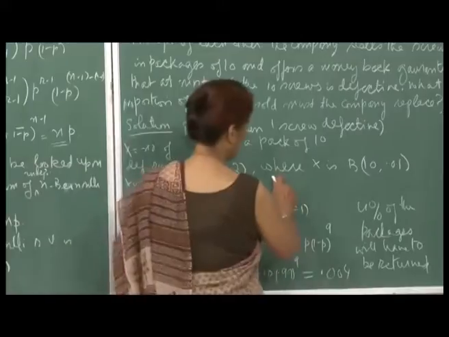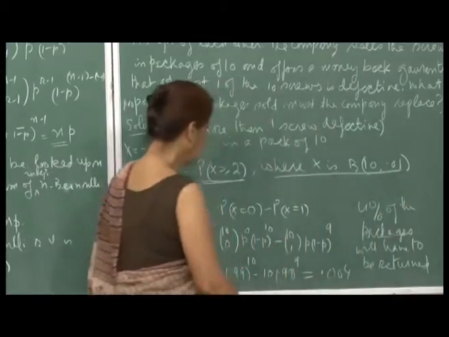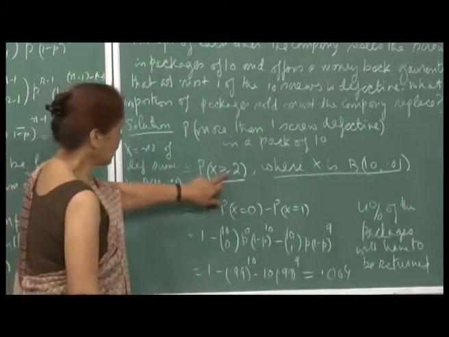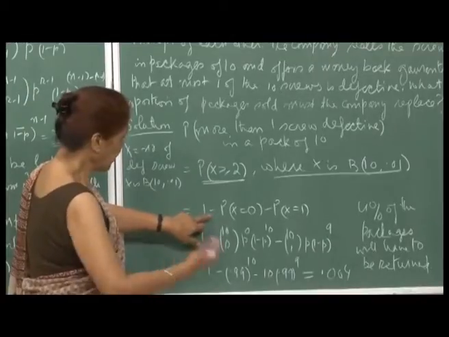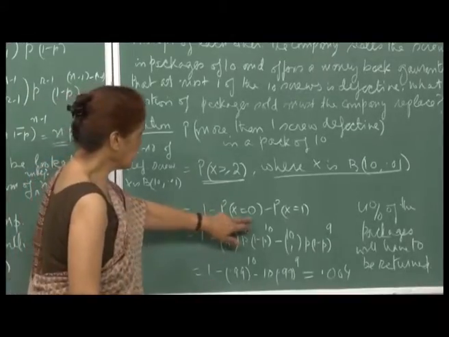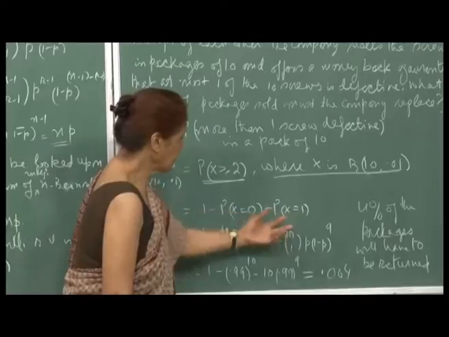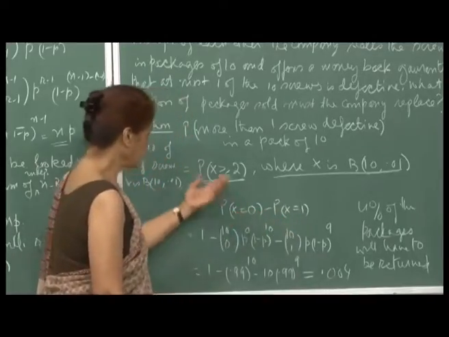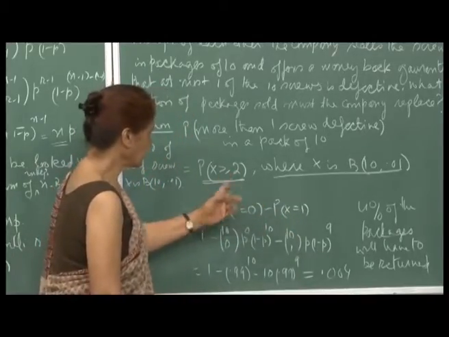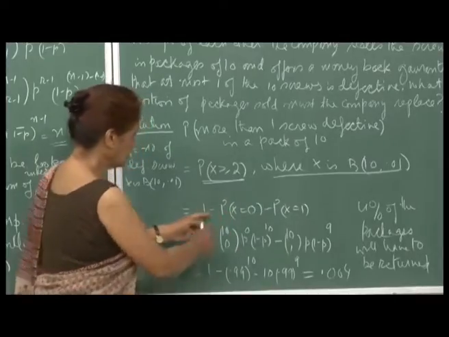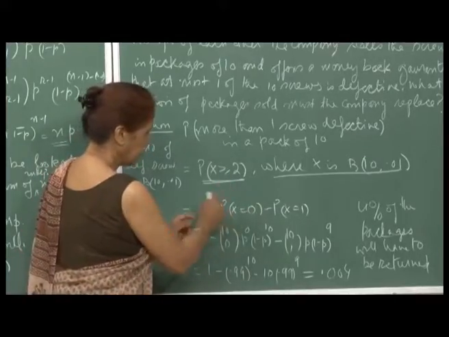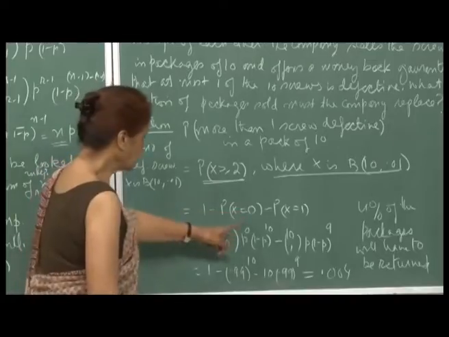So, here I have said that x is binomial with these parameters. Now this event I can write as the complement, so 1 minus probability x equal to 0 and probability x equal to 1. These two are acceptable, and if x is more than 1, then it is not. So 1 minus these two, you can see that. Fine. Now, x equal to 0, the probability.